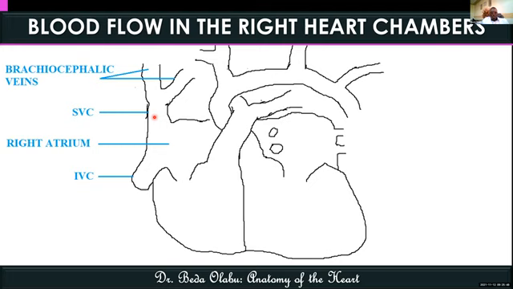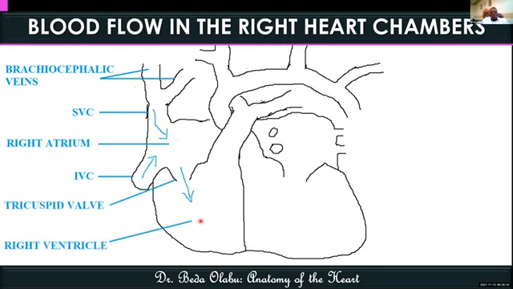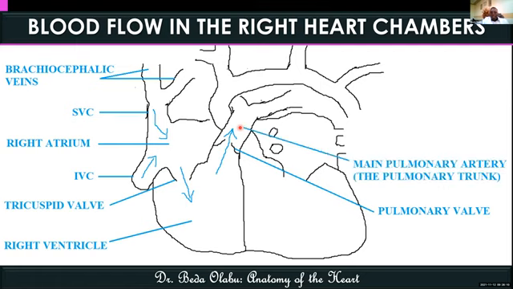Okay, so blood from the right atrium moves to the right ventricle via the tricuspid valve, and blood from the right ventricle will move to this vessel here via the pulmonary valve. I know you want to call that one the pulmonary artery. I prefer calling it the main pulmonary artery rather than just pulmonary artery. And this is the reason.